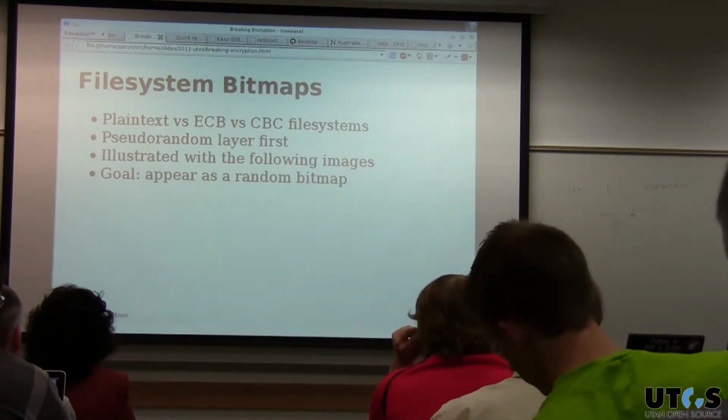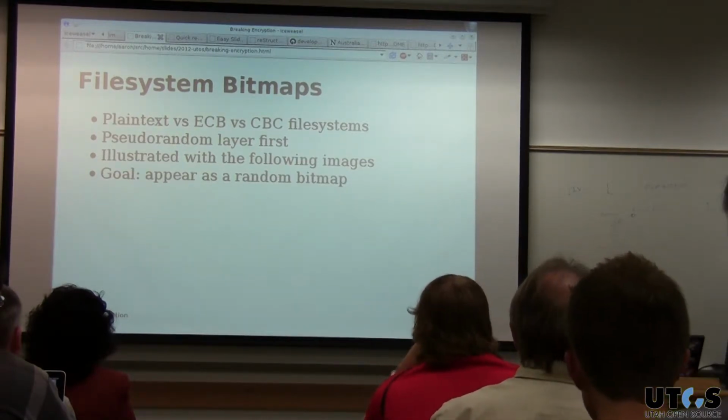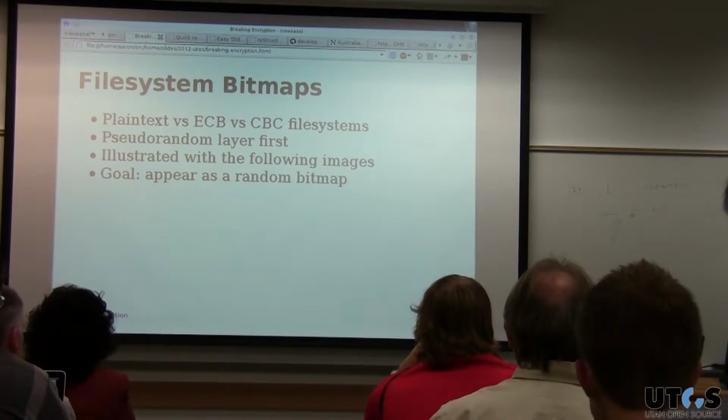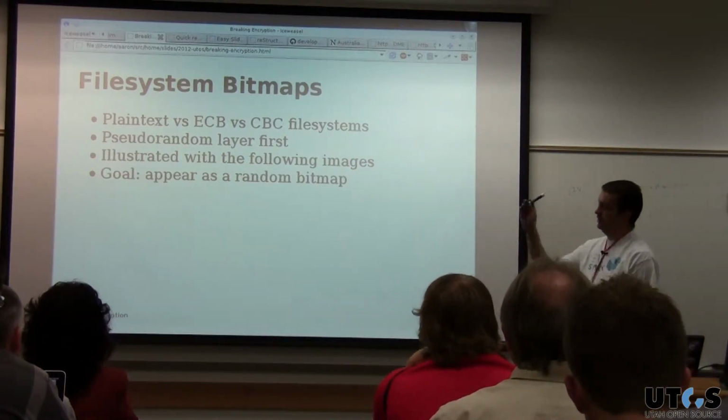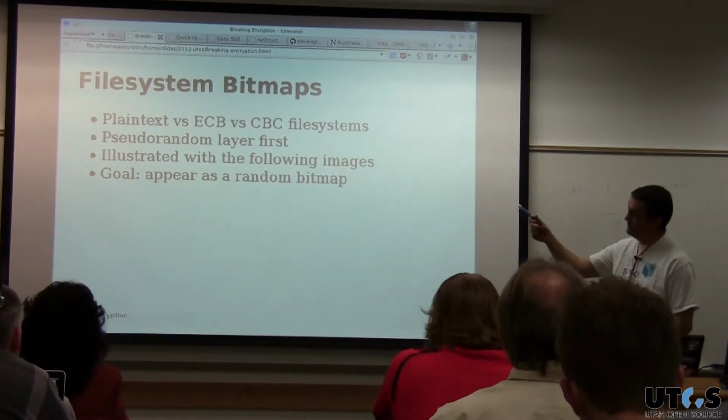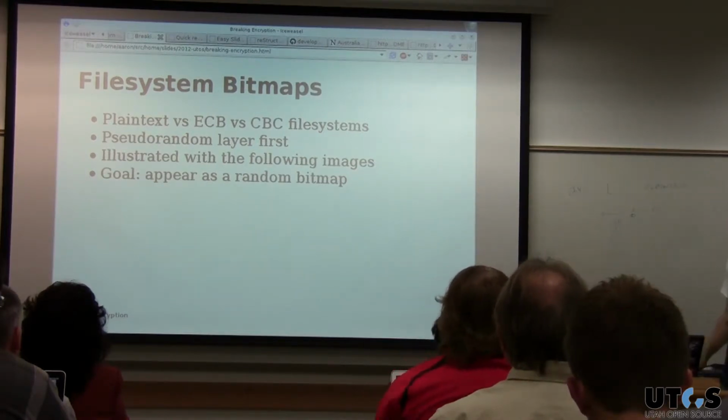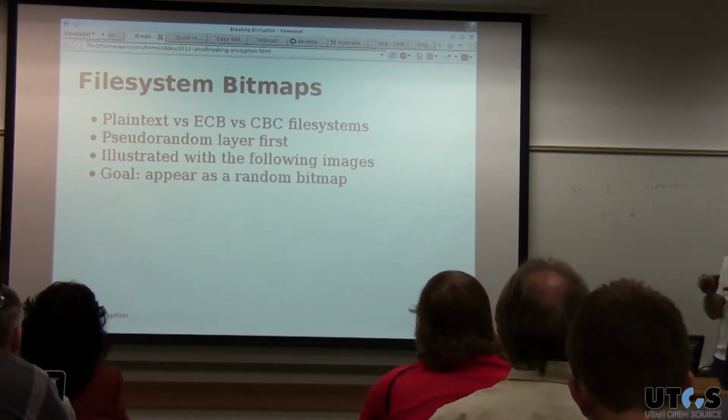So let's look at file system bitmaps now. So we just did that with a single image. Let's do it with a file system and see how it works. So we're going to look at a plain text file system, ECB versus CBC. And I'm going to do this two ways.